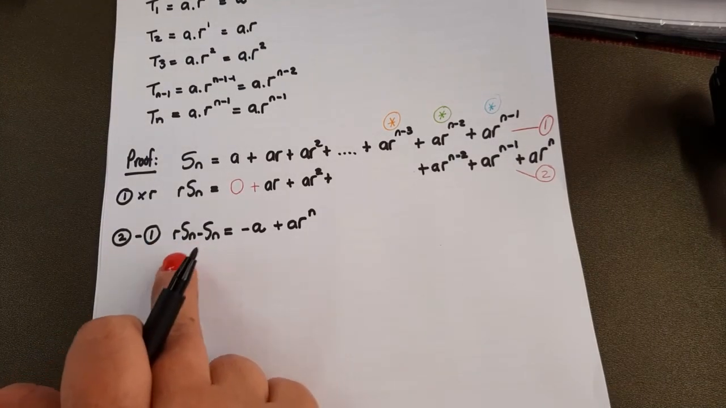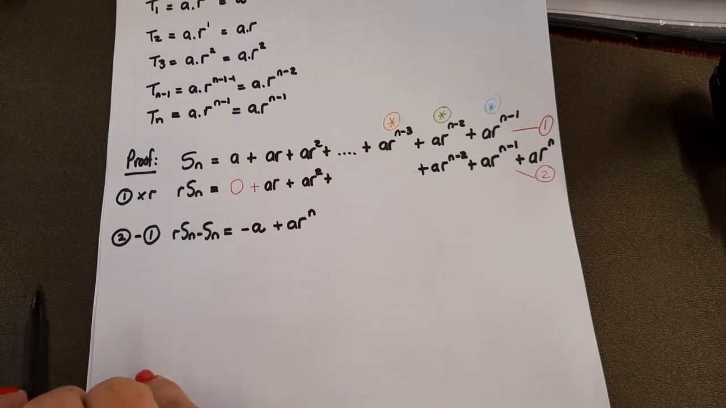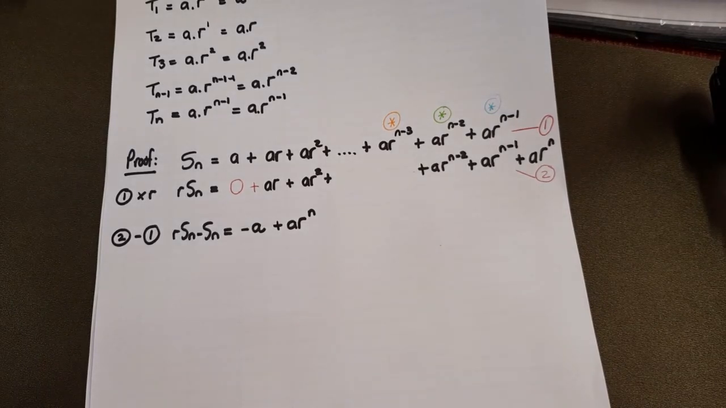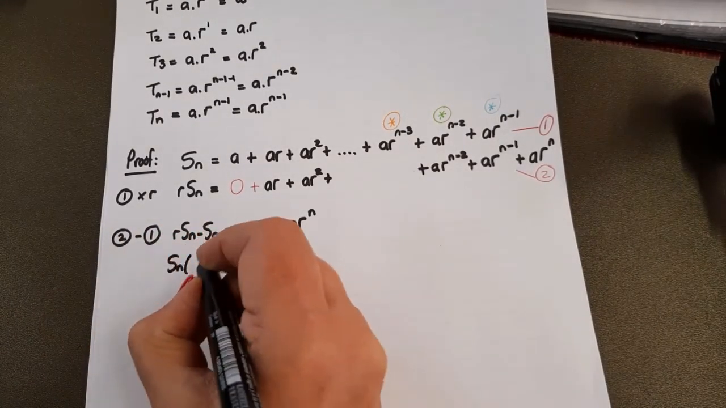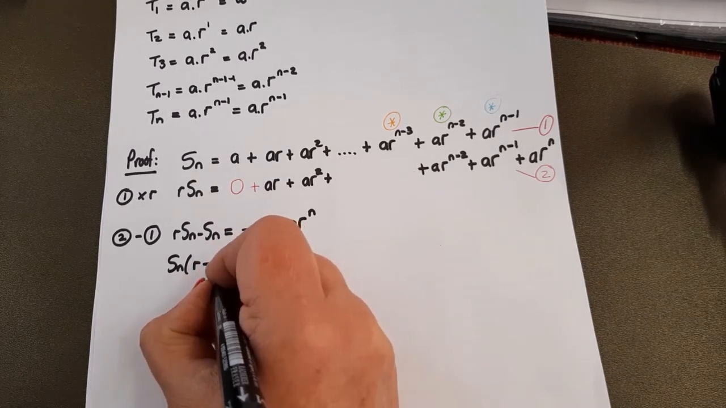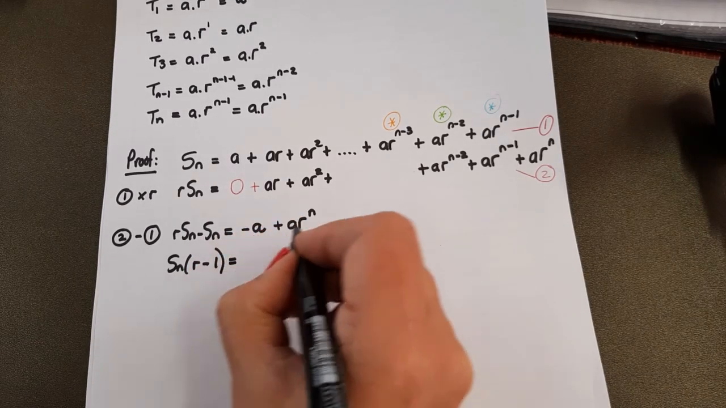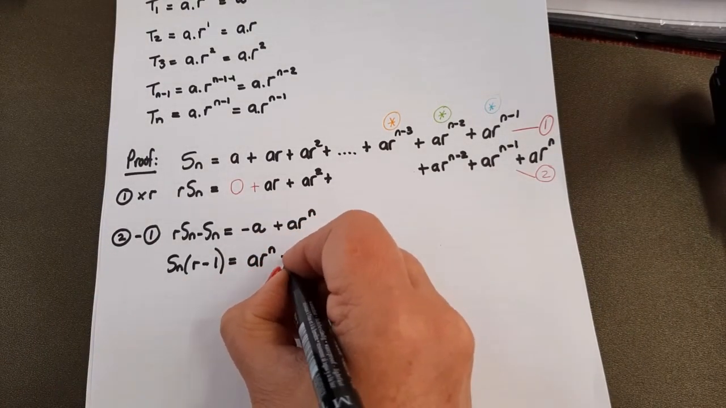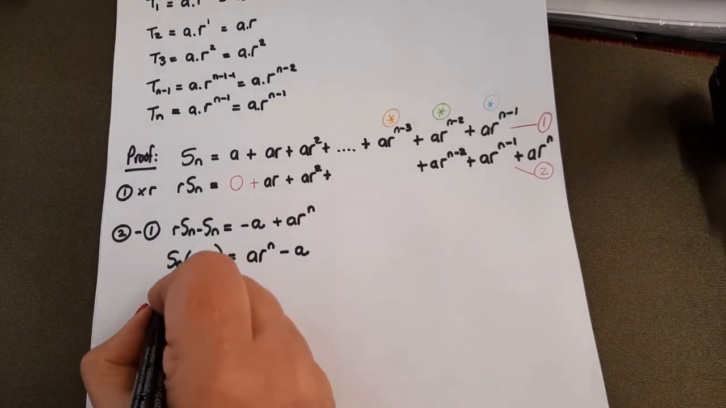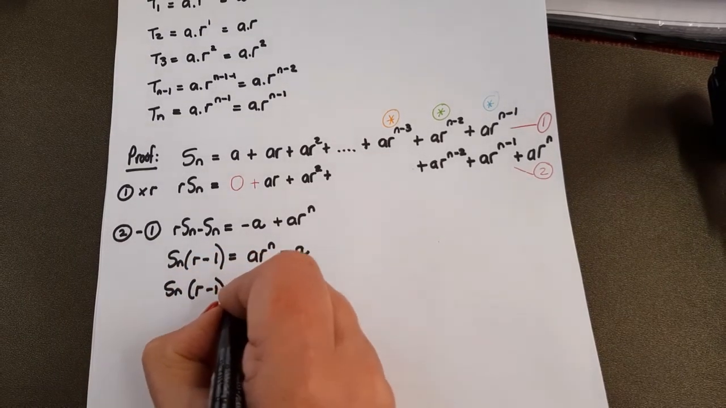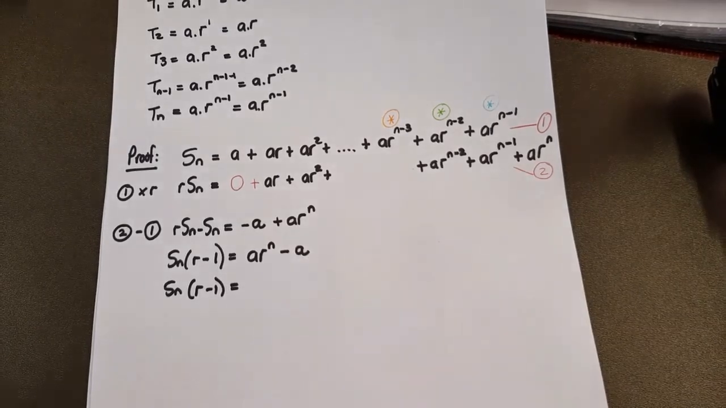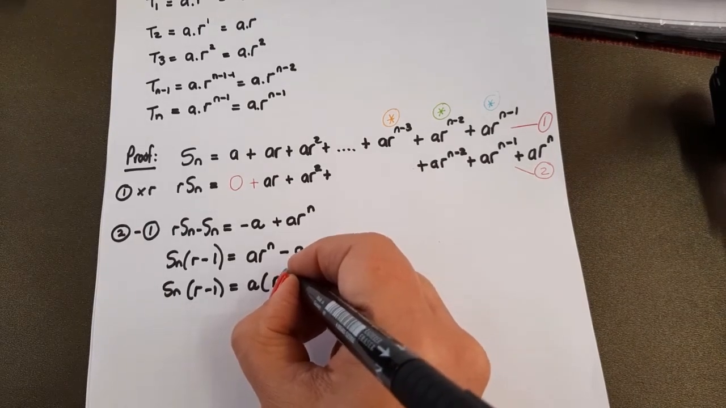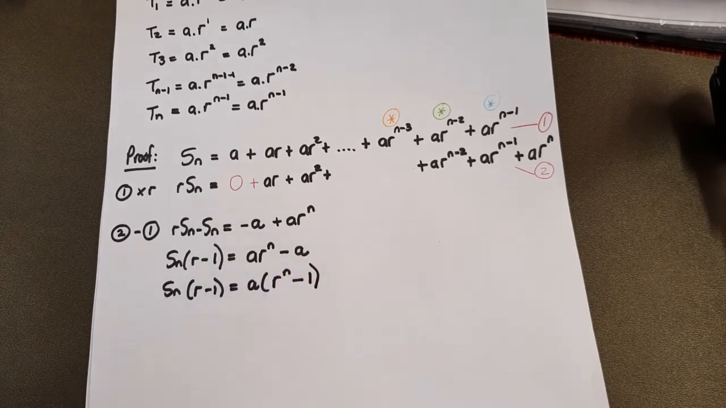On the left hand side, I can take Sn out as a common factor, and in the bracket remains r minus 1. Let's just shuffle that. So it's ar to the power of n minus a. In this case, I can take a out as a common factor, and I have a bracket r to the power of n minus 1.